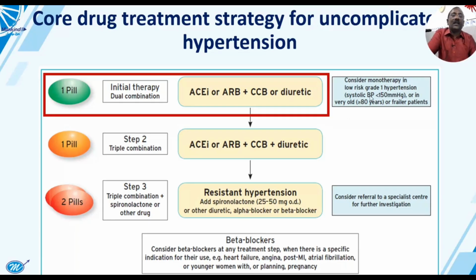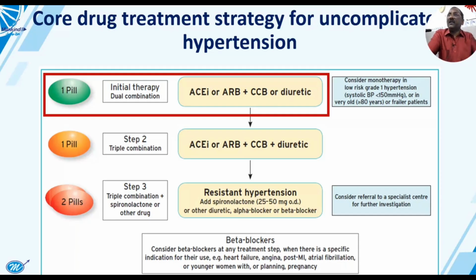Monotherapy is needed for grade 1. Very few people we see with grade 1. That too, grade 1 in low risk individuals. But most of the Indians are at either moderate risk or high risk. Hypertension with diabetes, are they low risk or high risk? High risk. Hypertension with other comorbidities, as our friend was saying, hypertension plus CAD, hypertension with CKD, hypertension with heart failure, hypertension with obesity, hypertension with dyslipidemia, they are all at high risk.